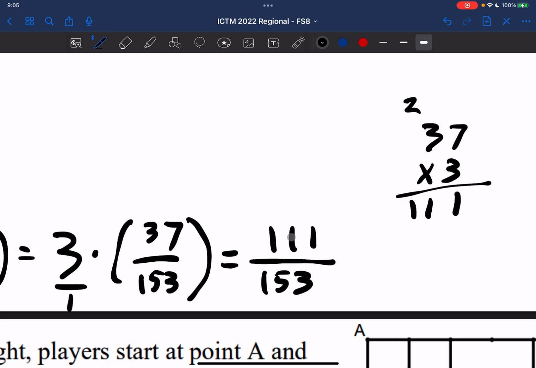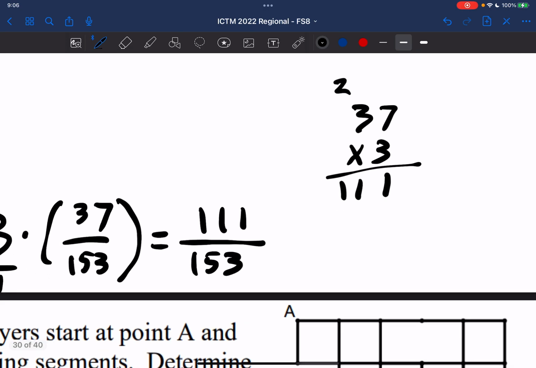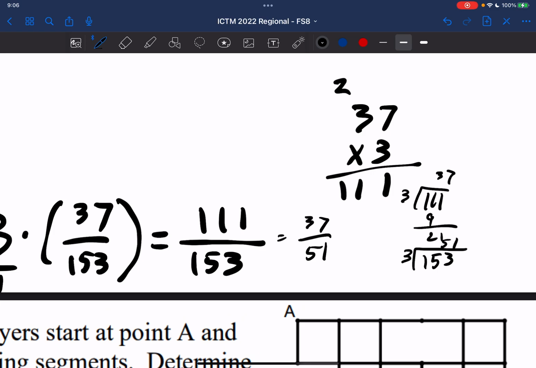Well, we actually can take a 3 out because the digits of 111 add up to a multiple of 3, as do the digits of 153. So if I take 111 and divide by 3, I get 37. And if we take 153 over 3, we get 51. So there is the reduced simplified fraction, 37 over 51.